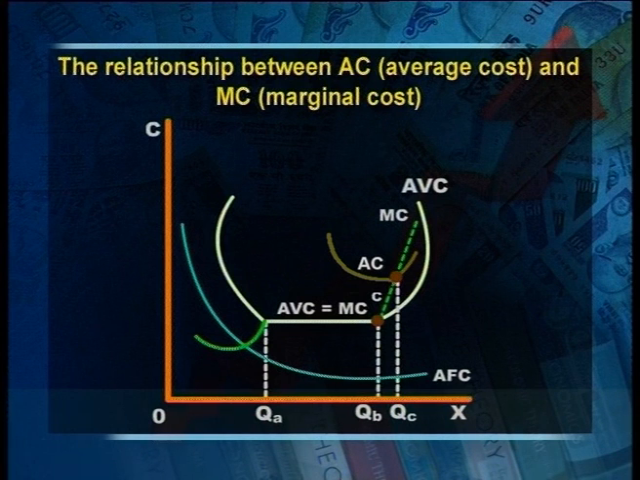Because of this, the MC curve assumes a U shape, intersects average variable cost at its minimum, and tends to be constant till it reaches the QB level of output. Beyond QB level of output, MC tends to rise and intersects AC, that is the average cost, at point C, which is the minimum point, and then starts rising after that point.